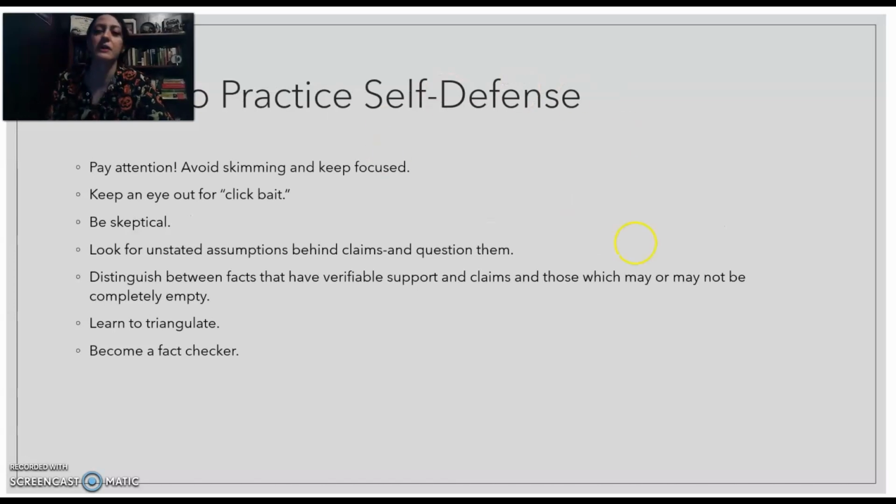So, here are my ways to practice that verbal self-defense. Here are some of my tips and tricks. The first one is pay attention. Tempting as it is sometimes to skim something when you don't want to read 30, 40 pages of words, don't skim. If you do that, number one, if you miss something, somebody's going to call you out for it.